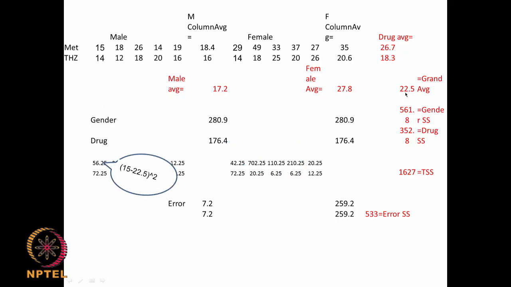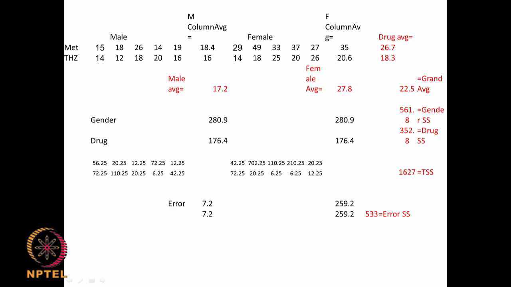15 minus 22.5 square, then 14 minus 22.5 square, 18 minus 22.5, like that. All the 10 data points we do like that. So, how do you get this? 29 minus 22.5 square, 49 minus 22.5 square, like that. So, if you add up all these, you will get the total sum of squares.